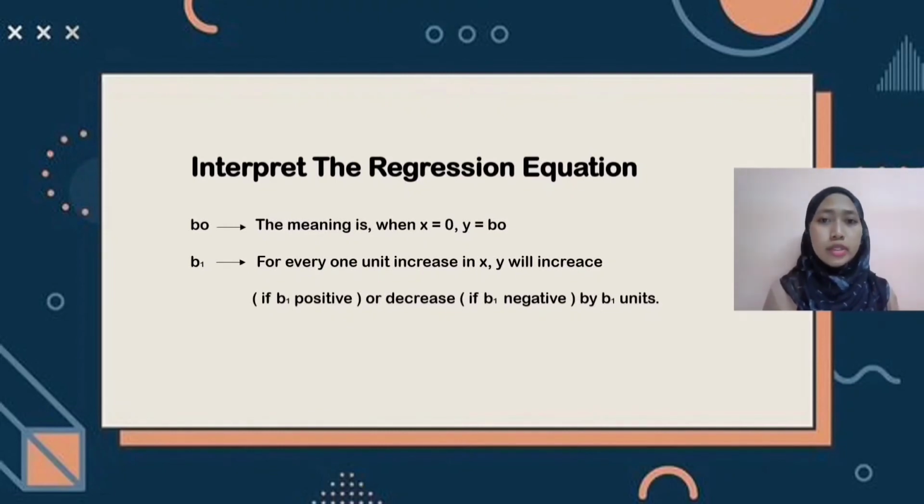It is to interpret the regression equation. B0 means when X equals 0, Y equals B0. B1 means for every 1 unit increase in X, Y will increase if B1 is positive, or decrease if B1 is negative, by B1 units.